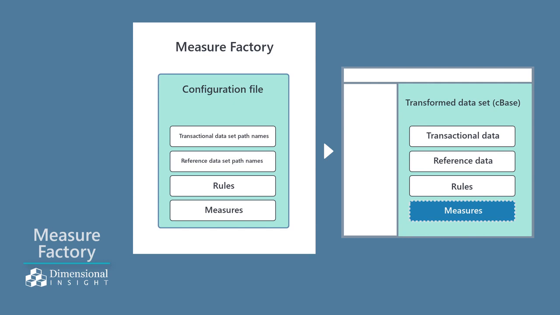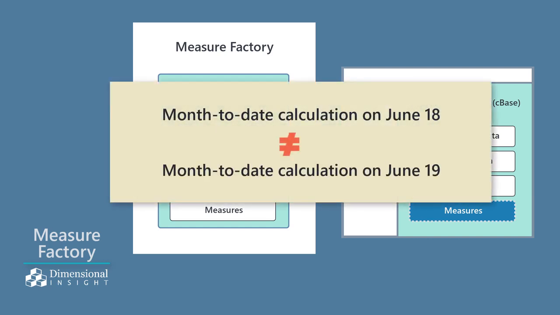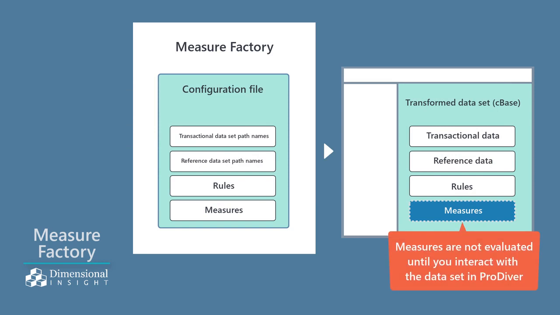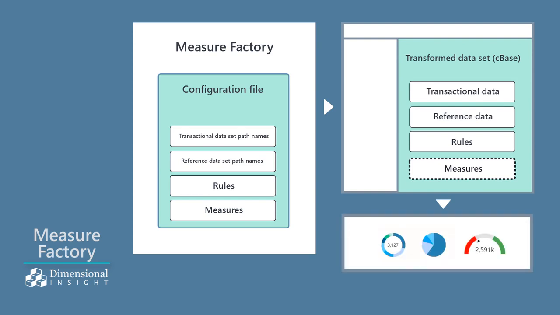Measures are associated with a time frame that can change on a daily basis. For example, a month-to-date calculation performed on June 18th will differ from a month-to-date calculation performed on June 19th. For this reason, measures are not evaluated until you interact with the transformed dataset in ProDiver. So now we have our transformed dataset. Using the transformed dataset, we can then create a measure on a dashboard. Dashboard measures, like the measures in a transformed dataset in ProDiver, are not evaluated until you interact with them.